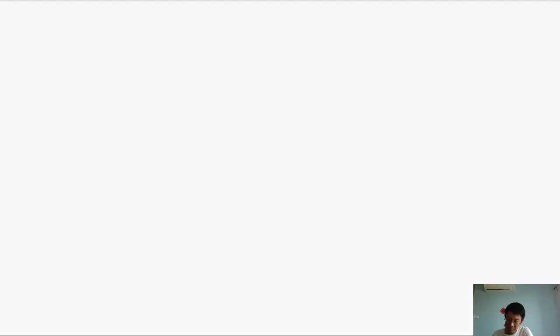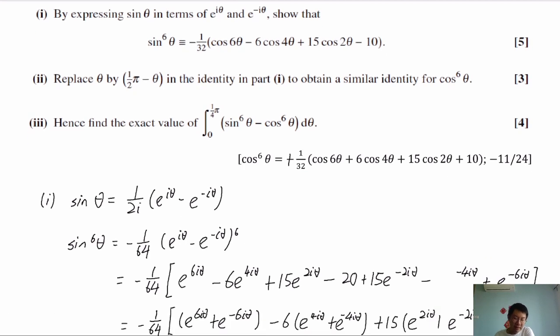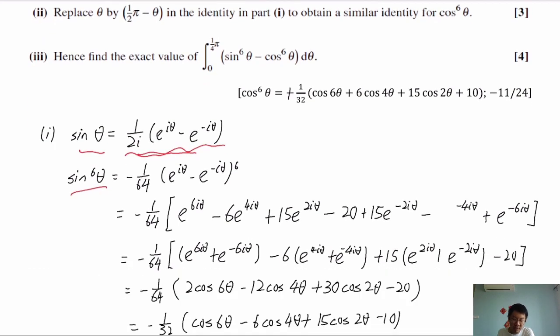Okay, next one. First, by expressing sine theta in terms of e power i theta and e power negative i theta, show that sine power 6 theta is this. Basically this one starts with the definition of sine theta, which is 1 over 2i multiplied by e power i theta minus e power negative i theta. Now we need the power 6, so we just raise the whole right hand side to the power 6, and this is what we get.